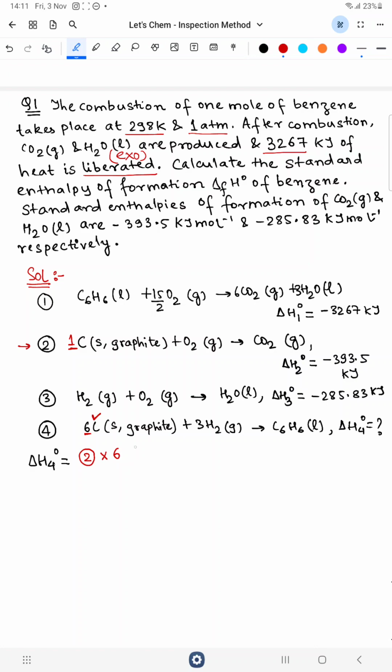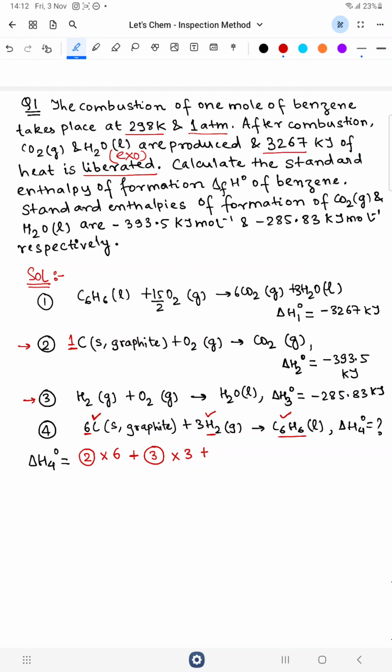Next thing that will come into the picture here is hydrogen. Now hydrogen I see in the third reaction. How many moles of hydrogen are required? 3. I have only 1 mole, so again I will multiply it with 3. Side is okay, reactant side.